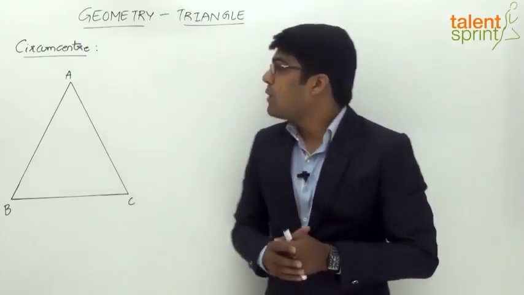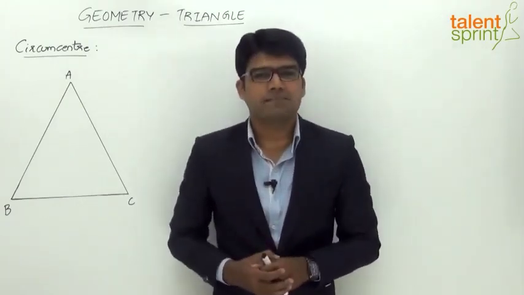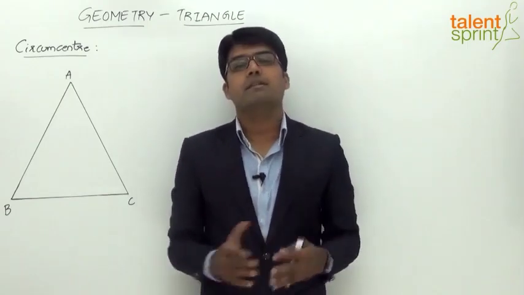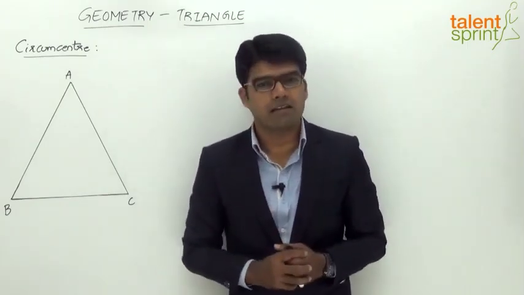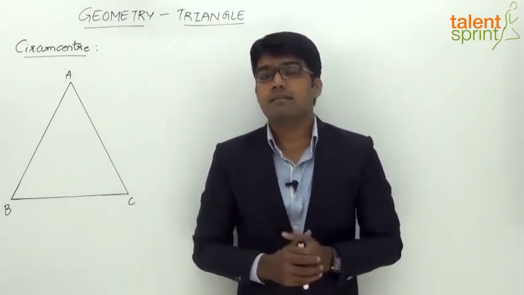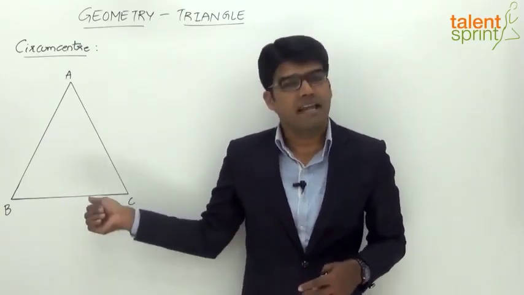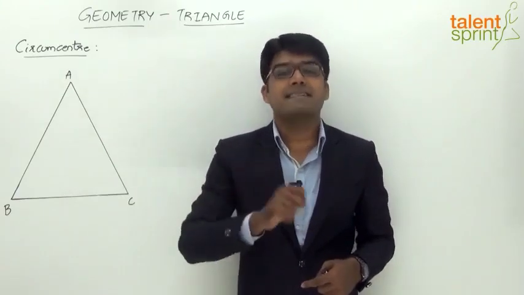Let us now learn about the circumcenter of a triangle. Circumcenter is the point of intersection of the perpendicular bisectors of the sides of the triangle. Now, what is meant by a perpendicular bisector? It is a line that is perpendicular to the side of the triangle and bisects it.